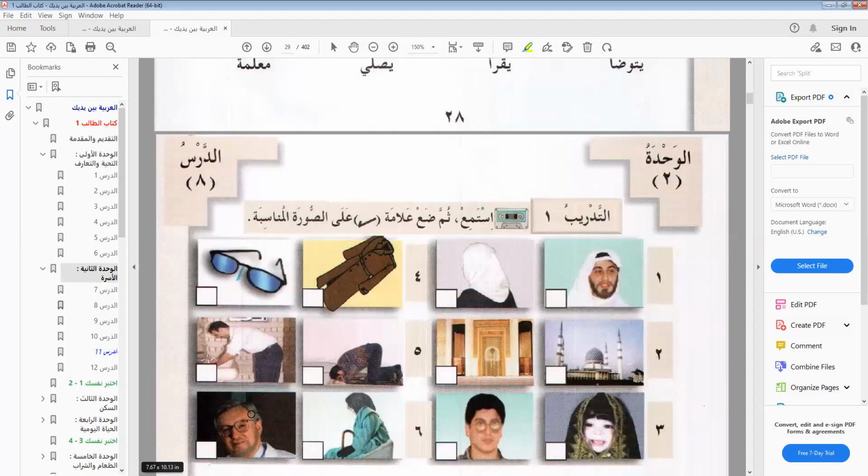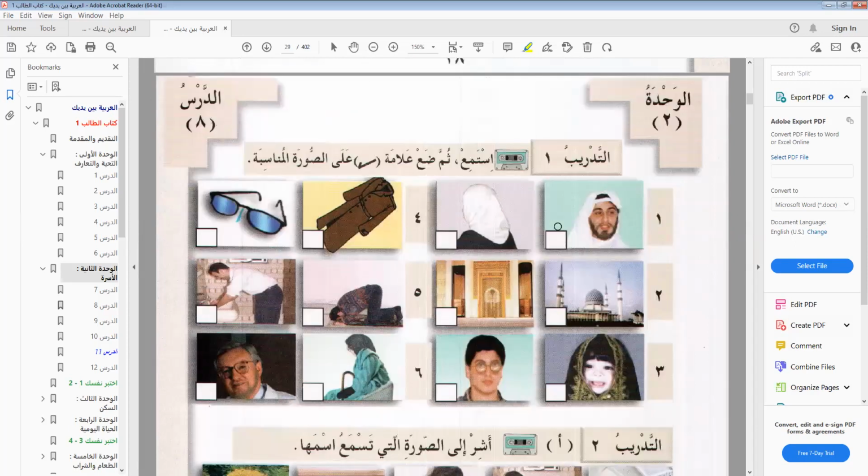Now we have moved to the first exercise. At-tadrib al-awwal, the first exercise. I guess you have your textbook. Open it and mark the right one. The first one is walidun. Mark the one that is correct. Which one is walidun? You can mark it.